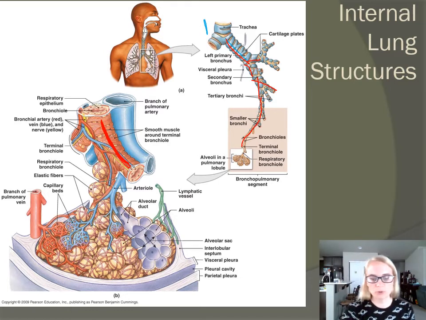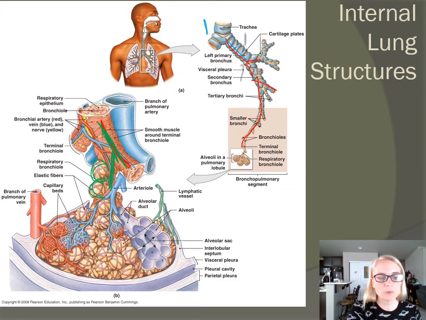From the terminal bronchiole, the terminal bronchiole branches into our respiratory bronchiole. We can tell what that is because it has alveoli bubbling off of it. Wherever you have alveoli, you can get gas exchange. Here we can see an alveolus here and here, and that's all coming off of the respiratory bronchiole.